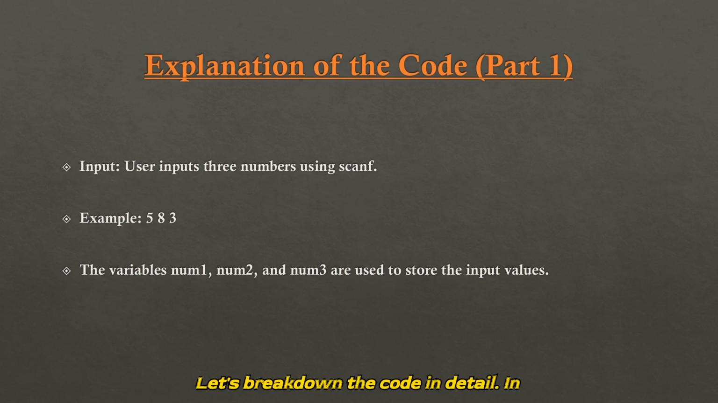Let's break down the code in detail. In this section, we take input for three integers using the scanf function. When the program asks the user to input three numbers, the user enters them, for example, as 5, 8, and 3. These numbers are then stored in variables num1, num2, and num3. The program now has the data it needs to begin the comparisons and determine which number is the largest and smallest.